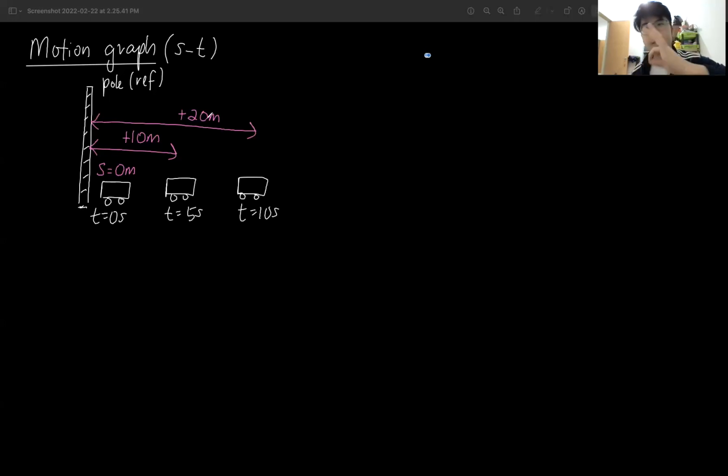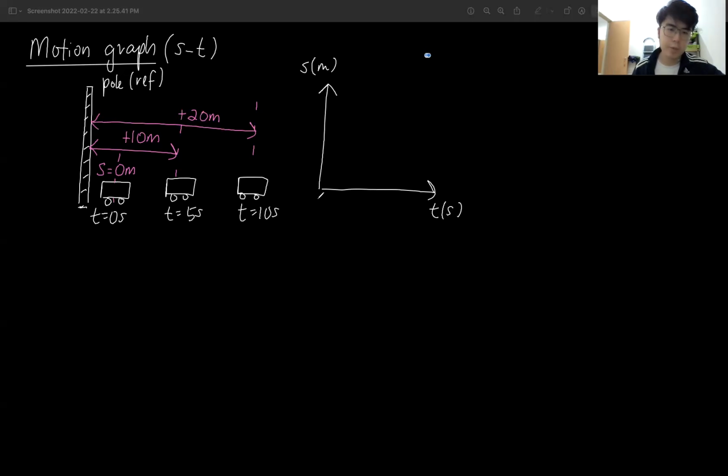Remember, position has a direction. So you have plus or minus. If it's on the left side, then you get a minus. Now, this motion of the object, I can put it in a graph, right? So what graph? Position-time graph. Here, S in unit meters, t in seconds. All right, 0 seconds, 5 seconds, 10 seconds. How does the position change? 0, 10, 20. We do it like this. Okay, we get a straight line like that.